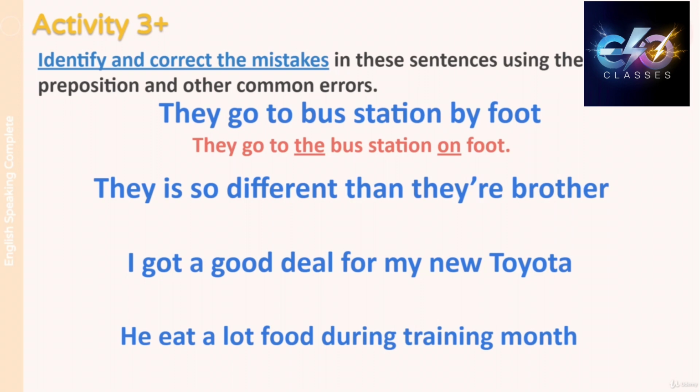Okay, next up, they is so different than their brother. A little bit tricky, and there's something really, probably a bit sneaky that I did here. So they is needs to change to they are, of course, because we're using a plural pronoun they. They are so different to, instead of than, to their brother.